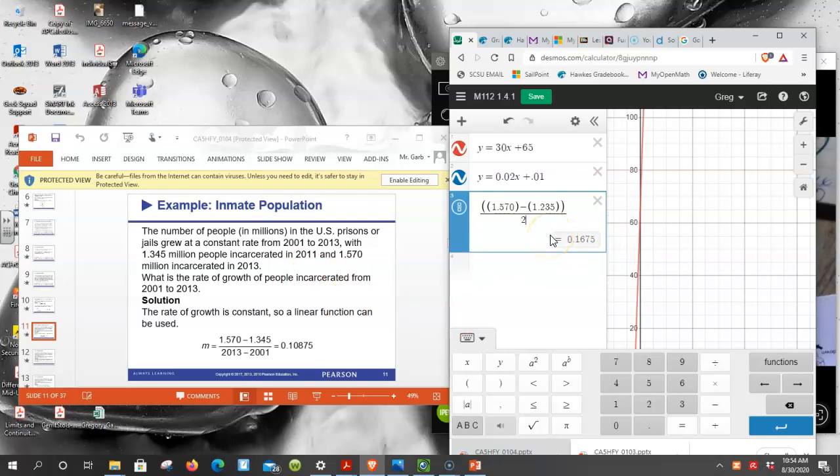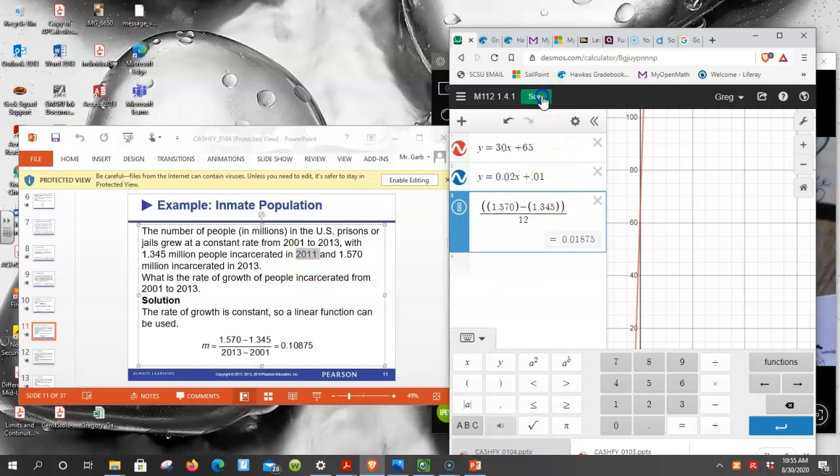Oh, they went from 2011 or 2001. I guess that was a mistake. I think this is a typo because this says 1.15 and incarcerated in 2013. I think this is supposed to be 2001. So we'll go back and change that to 12. Still not matching. Let's see here. Oh, 1.345. What the heck was I doing? I think I mistyped a number. There we go. So just be careful when you're typing it in. That was supposed to be 2001, and I was just typing in the wrong number there.